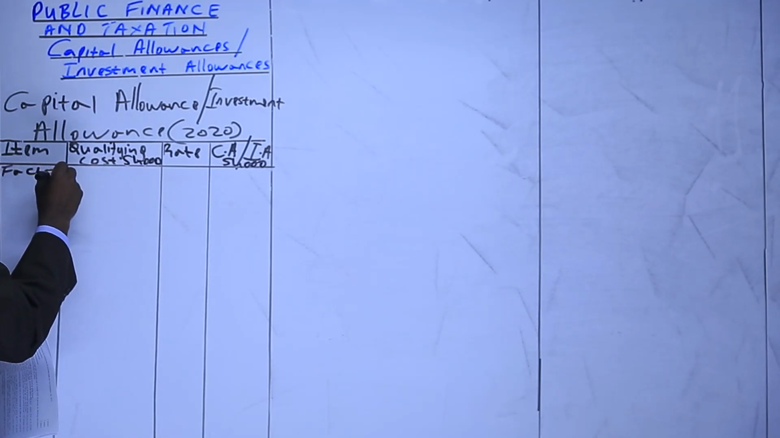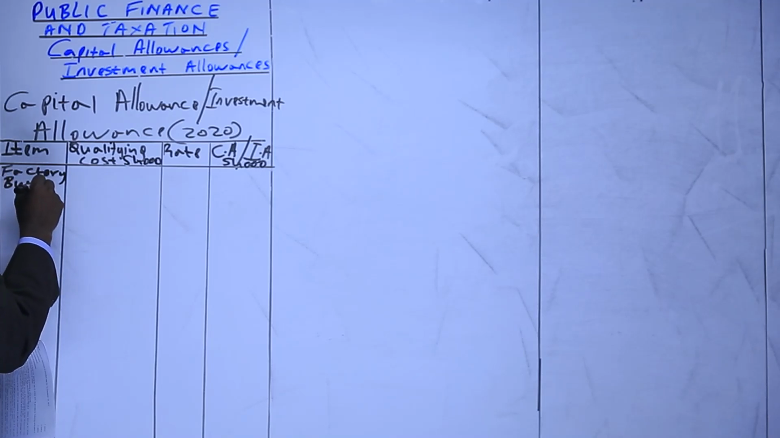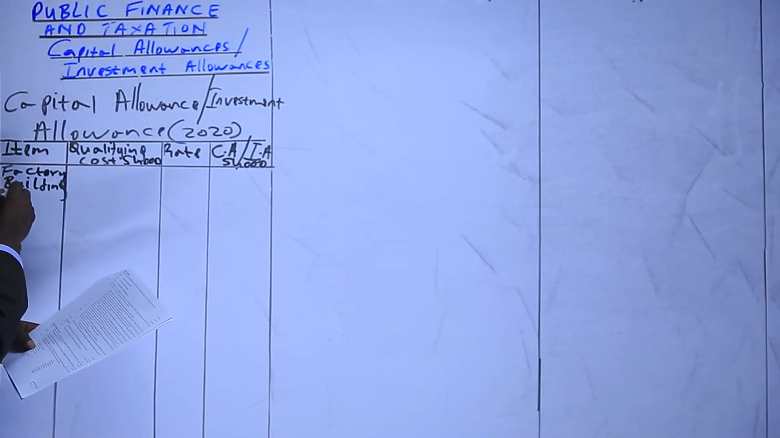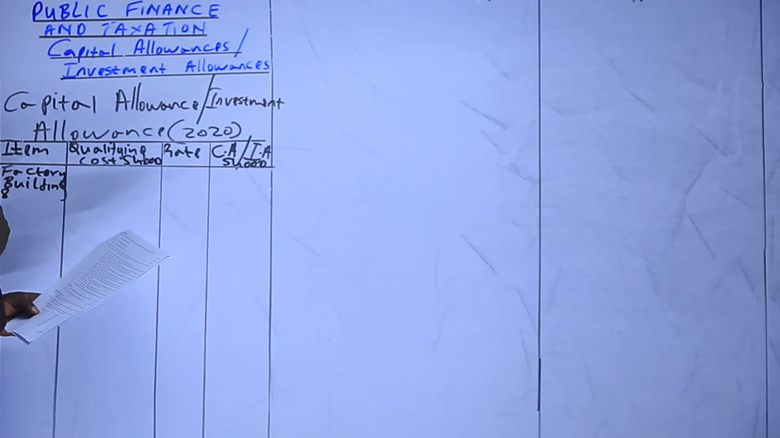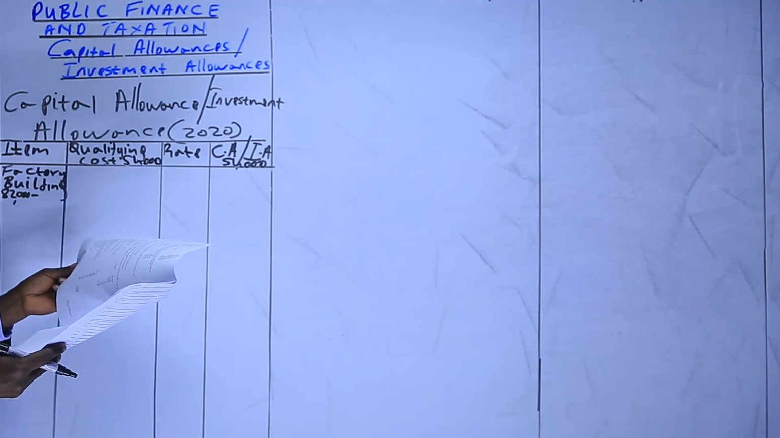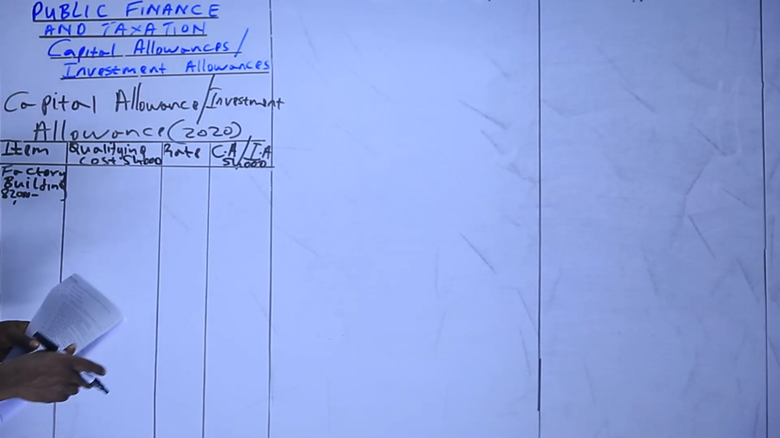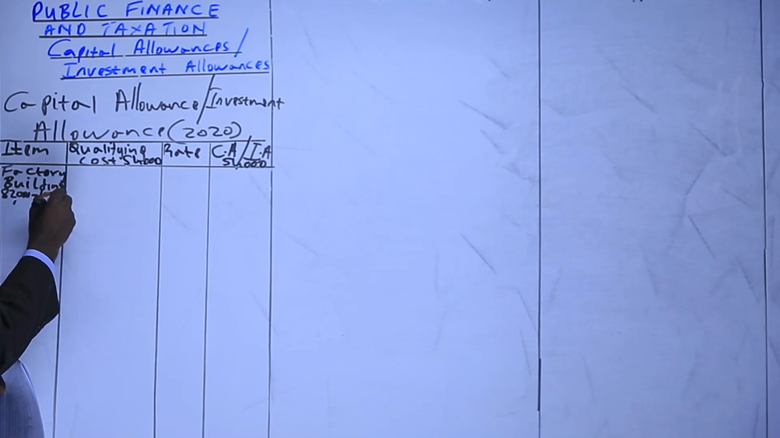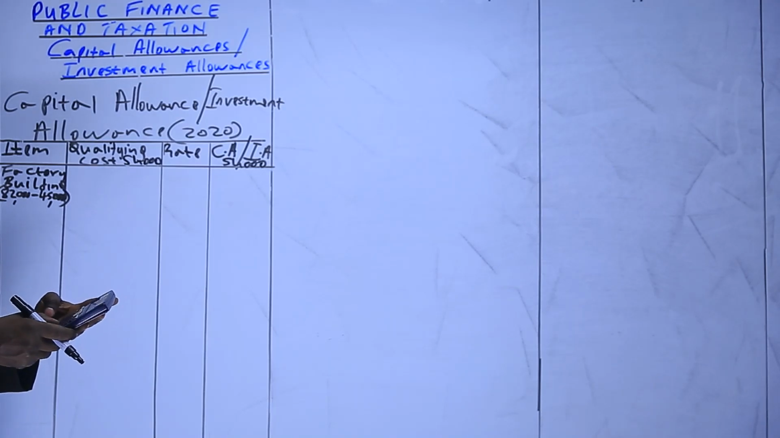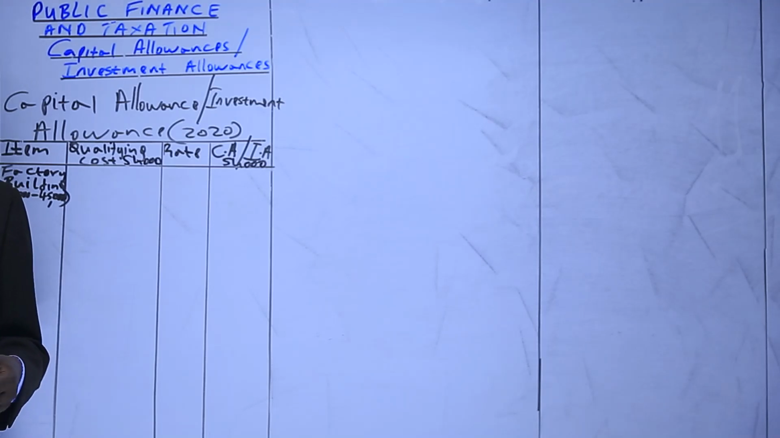We'll have factory building. To get the cost of the building, it will be 82,000. We minus the cost of land, which we were told was 45,000. So whatever remains will be how much? It will be 82,000 minus 45,000, which gives us 37,000.